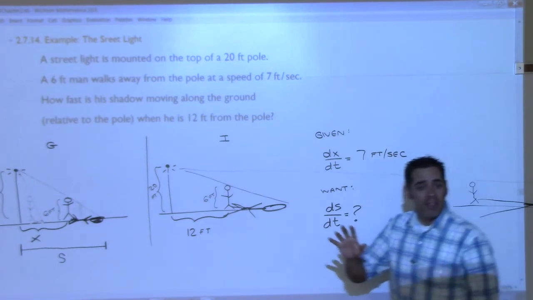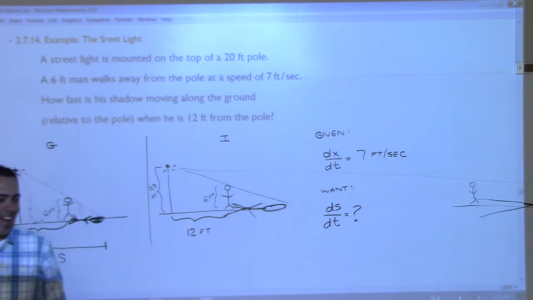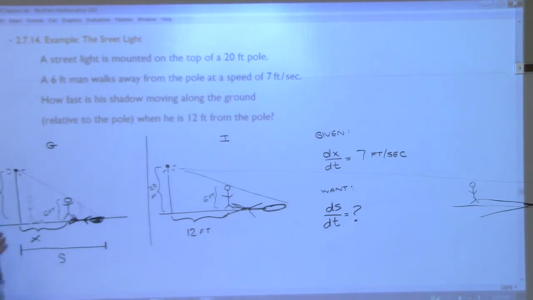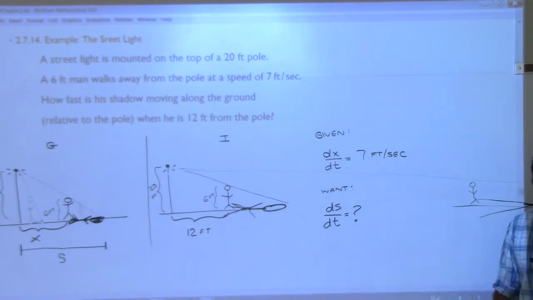Okay, so how many of you think his shadow is speeding up? Wow, I changed all your minds now. How many of you think that his shadow is still moving at a constant rate? Okay, you're all wrong. This is why we have mathematics. Your intuition can be wrong. I agree with your intuition. It seems like the tip of his shadow should be speeding up. But the mathematics is going to tell us something different, and the math is not going to be wrong.